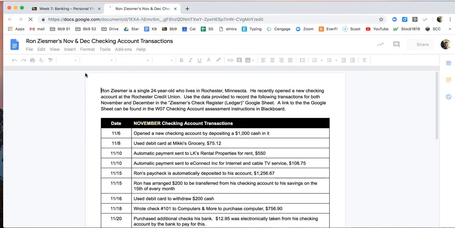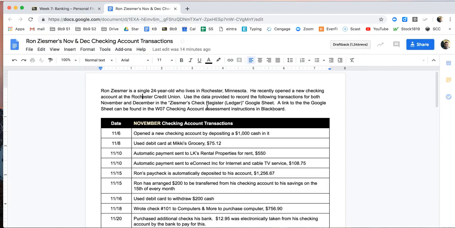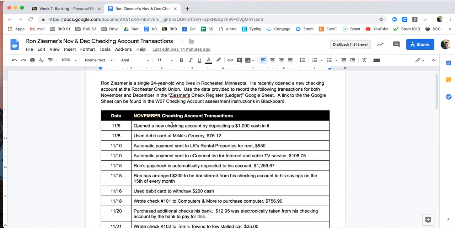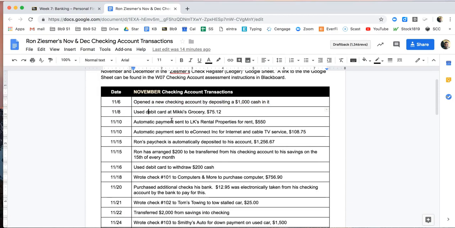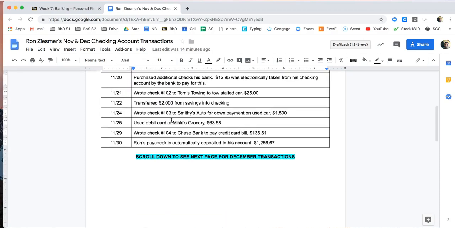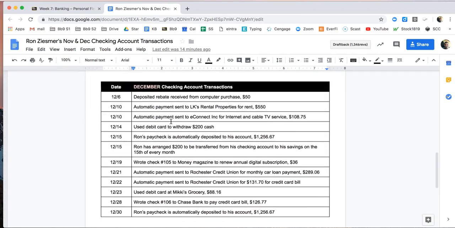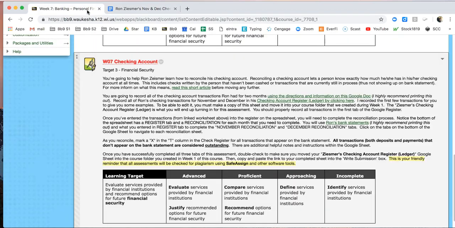Right here, it gives you a little background on Ron, and essentially what we're looking at is anything that Ron did for the month of November that impacted his checking account in some sort of way is listed right here. We have the date and then essentially what it was that happened. So you're going to record all of these in the check register or ledger, and then all the things that he did for December as well. You're going to record all of that in his check register or ledger.